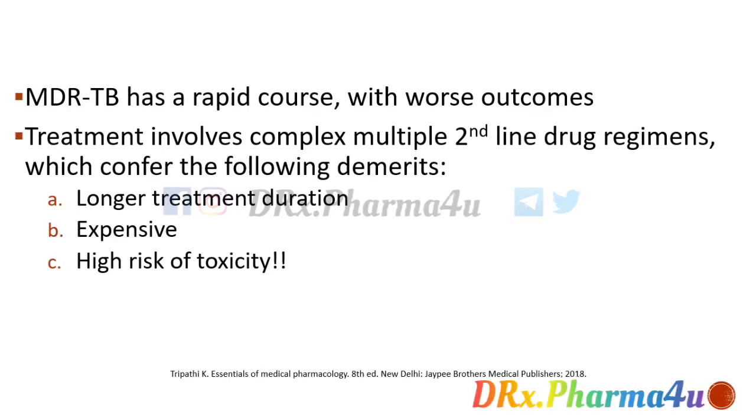So the treatment involves complex multiple second-line drug regimens, but the problem is that the treatment duration becomes longer. The treatment duration becomes longer because the efficacy is low. So lower the efficacy, longer the duration of treatment. It is expensive in nature and there is a high risk of toxicity. You know very well what is multi-drug resistant tuberculosis. In this condition, both isoniazid and rifampin will be resistant, and they are usually considered to be the most potent first-line agents.